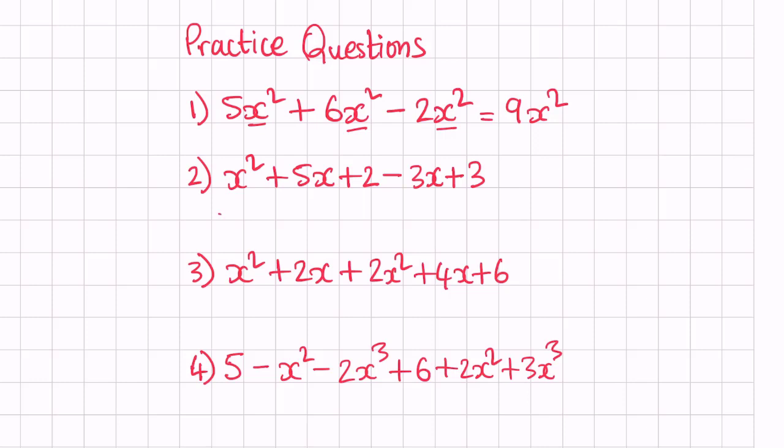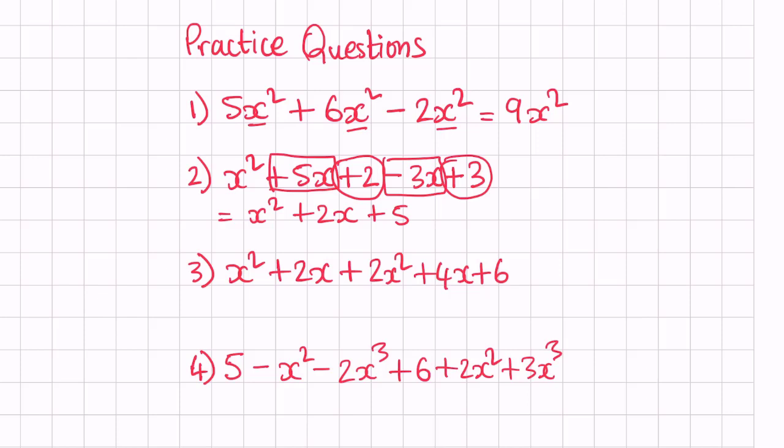Question 2. We have x squared and x, and then we have a number. So we have three different terms here. So x squared is on its own, so we're going to write down x squared. Now 5x and minus 3x are the same term. So we're going to do 5x take away 3x, which is plus 2x. And then plus 2 and plus 3, just numbers, which are the same terms. So that'll give us plus 5.